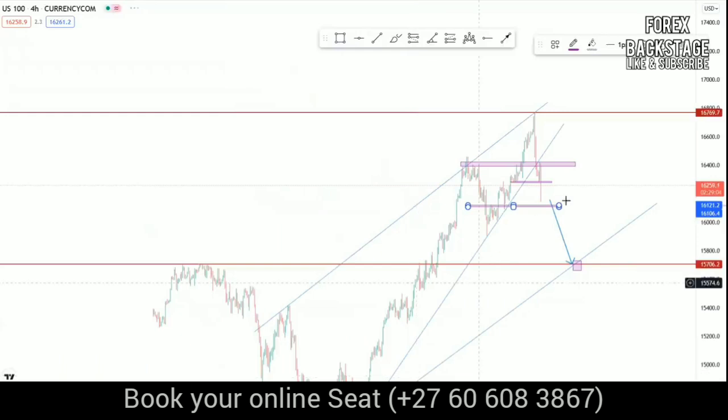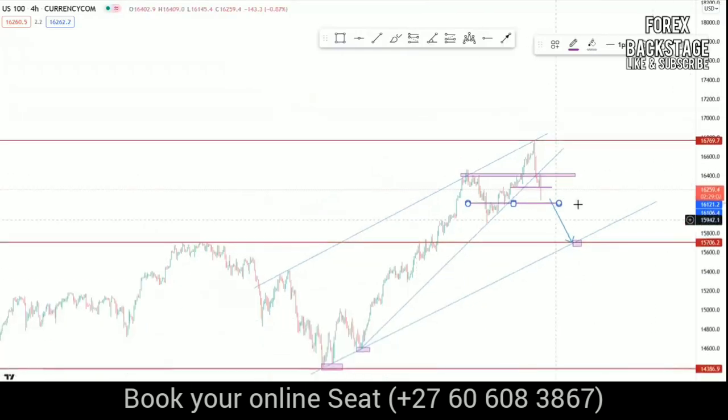So this is how it is. This is how the market will move. As much as you can see, the market will sell from this point to this certain point here. So this is our weekly update on Nas 100.